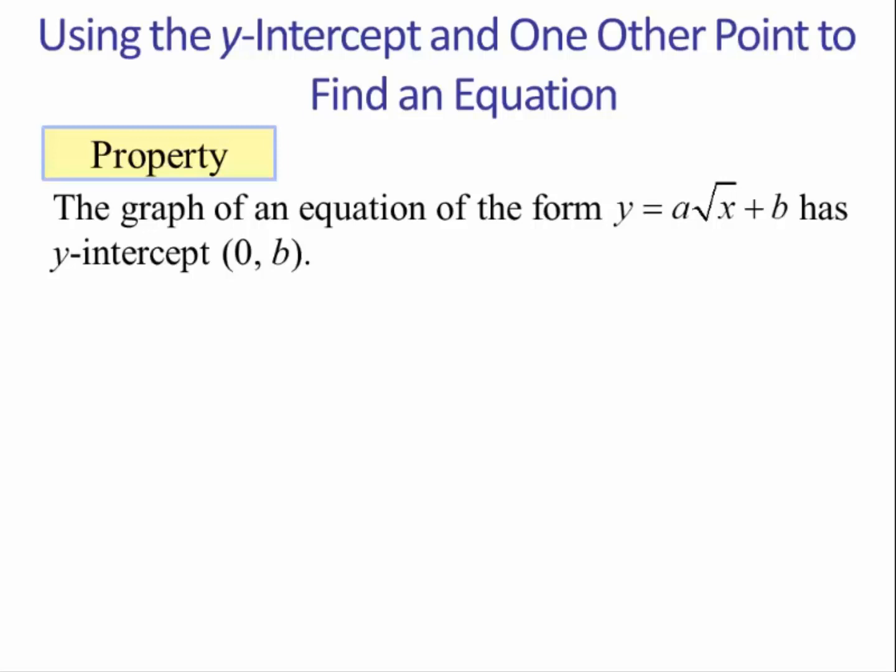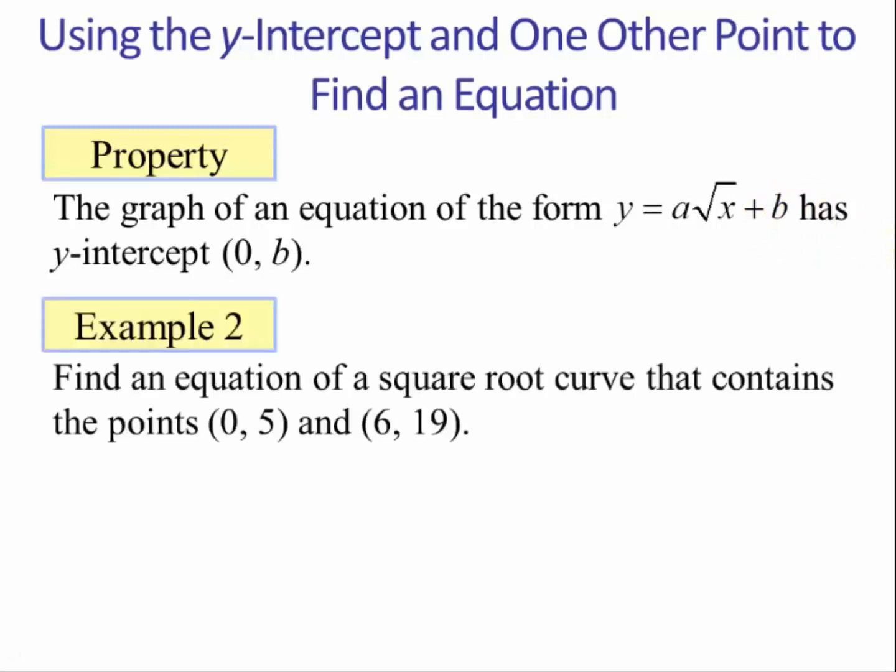Property. The graph of an equation of the form y equals a times square root of x plus b has a y-intercept of (0, b). So if we know the y-intercept, we know the value of b, then we only need one equation, and we'll only need one other point.